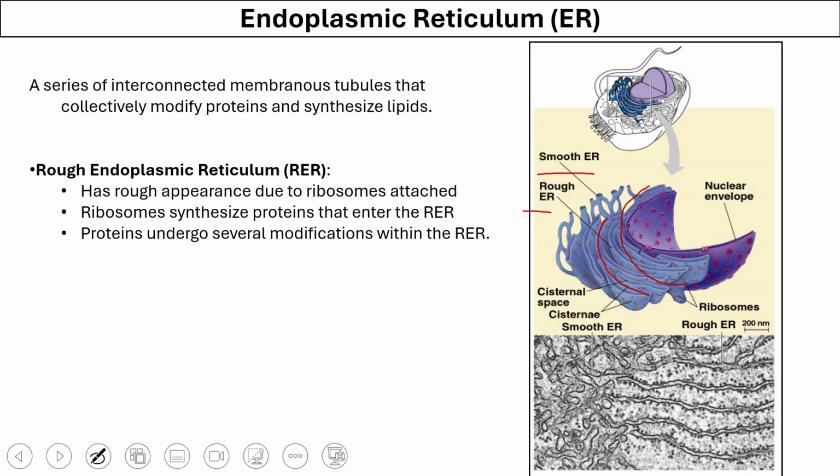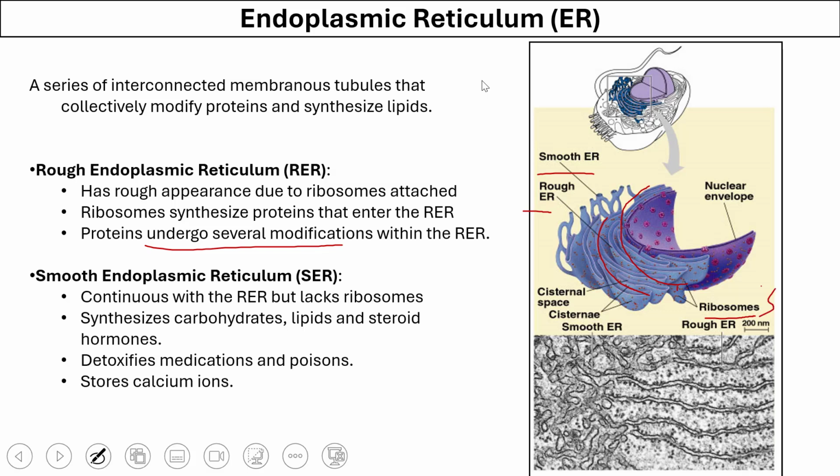So the rough endoplasmic reticulum have these small structures called ribosomes on top of them, which is why they appear rough. Rough endoplasmic reticulum is mainly associated with modification of proteins. Smooth endoplasmic reticulum appears smooth because it lacks ribosomes, and smooth endoplasmic reticulum is mainly associated with the synthesis of carbohydrates, lipids, and steroids, and they also detoxify several medications and poison and also store calcium.